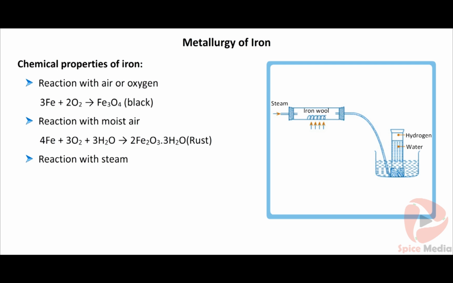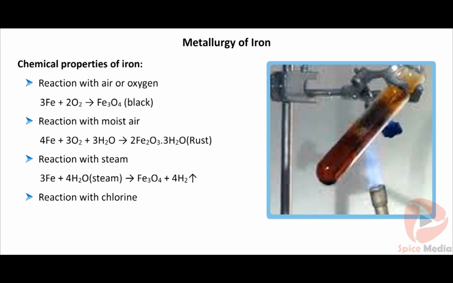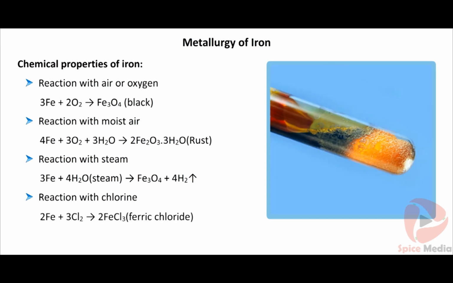Reaction with steam. When steam is passed over the red-hot iron, magnetic oxide of iron is formed. 3Fe plus 4H2O gives Fe3O4 plus 4H2. Reaction with chlorine. Iron combines with chlorine to form ferric chloride. 2Fe plus 3Cl2 gives 2FeCl3.